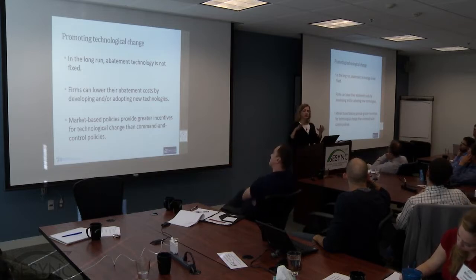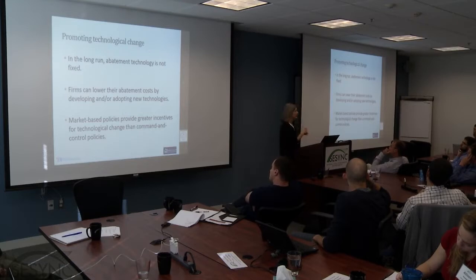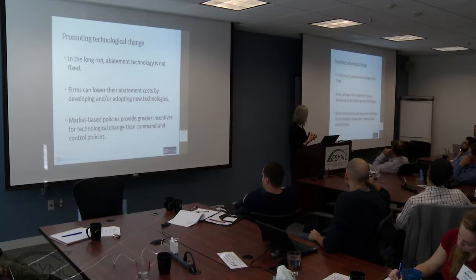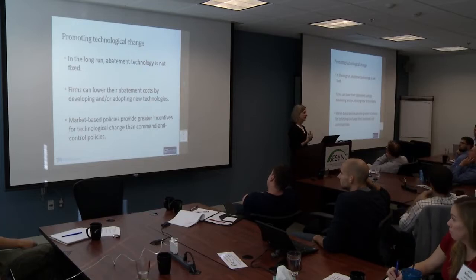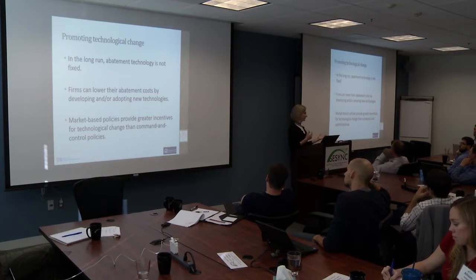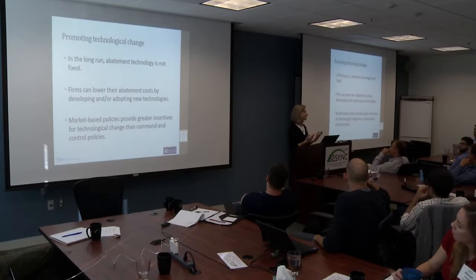So what about the second question? What's the incentive to bring down the cost of pollution control over time? All else equal, we'd like to have a pollution control policy that provides incentives to do this. I'm not going to go through the theory, but I'll tell you what it says. In this long-run setting, my choice of abatement technologies is not fixed, and I can change my whole factory or my pollution control process. I can lower my abatement costs by developing or adopting new technologies, but I usually have to make a pretty big upfront capital cost to do that.